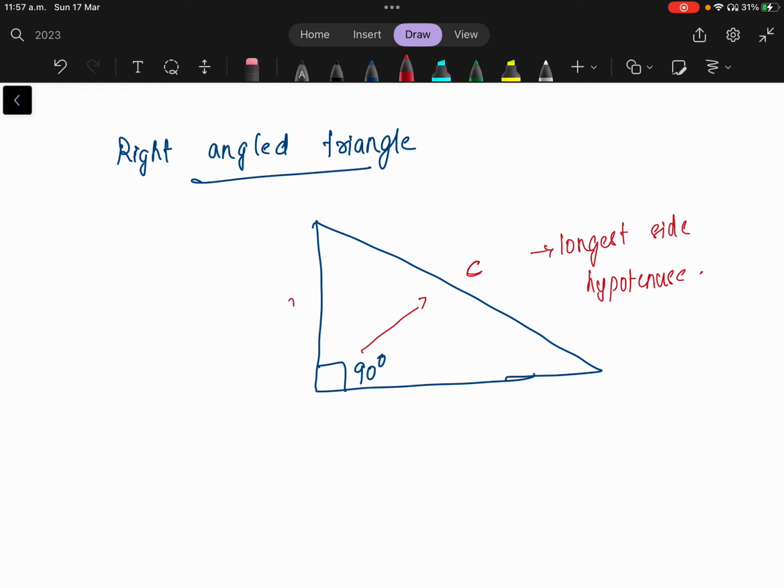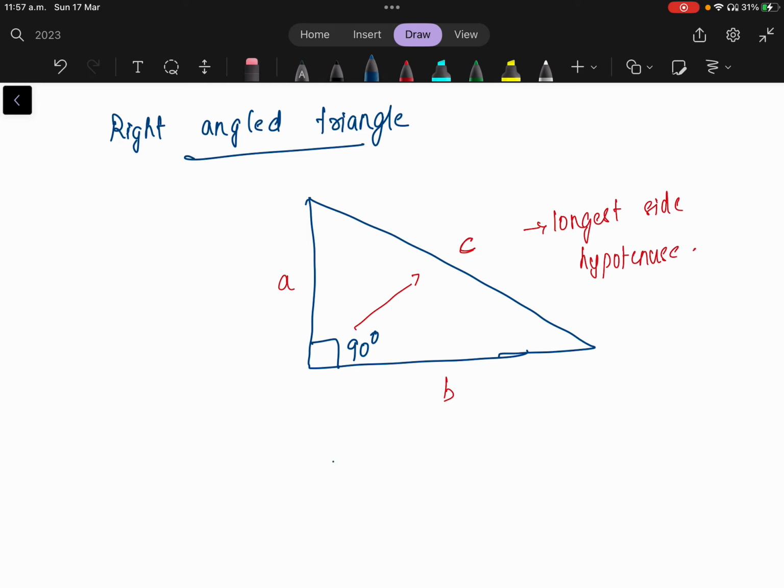The other two sides, if I'm naming them A and B, for a right angle triangle, you can say that C square is equal to A square plus B square.